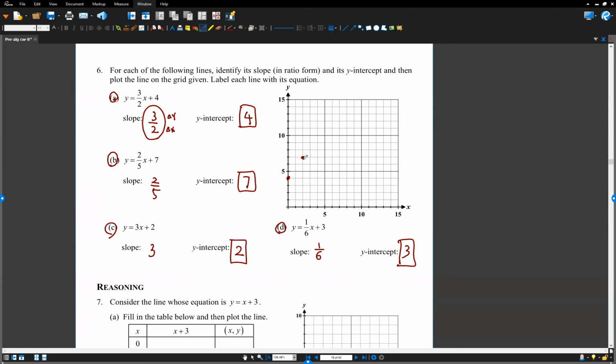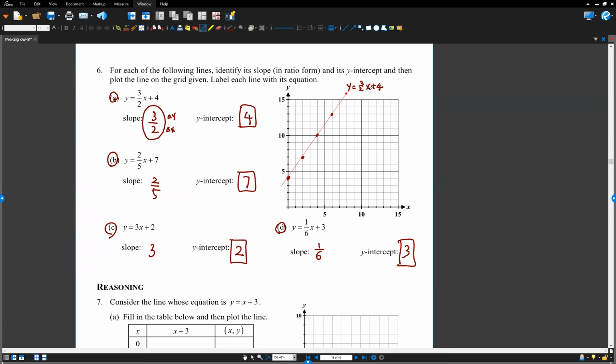Okay. Now from this point, find the next point. 2 right, 3 up here. Then another next point. Another point. Okay, no problem. Over here, no more. That's enough. Okay. That's the graph. This is y equals 3/2x plus 4.